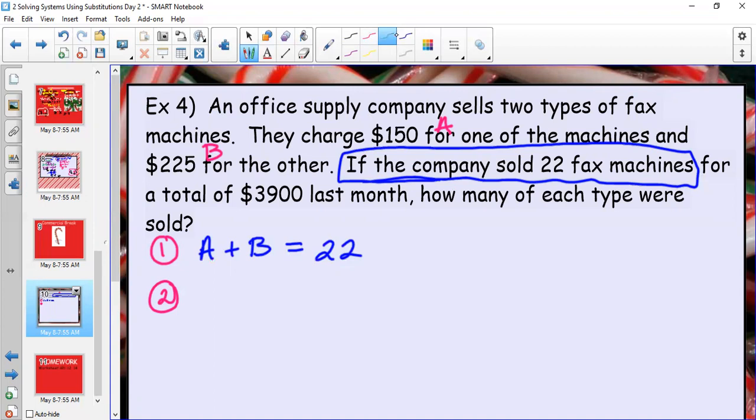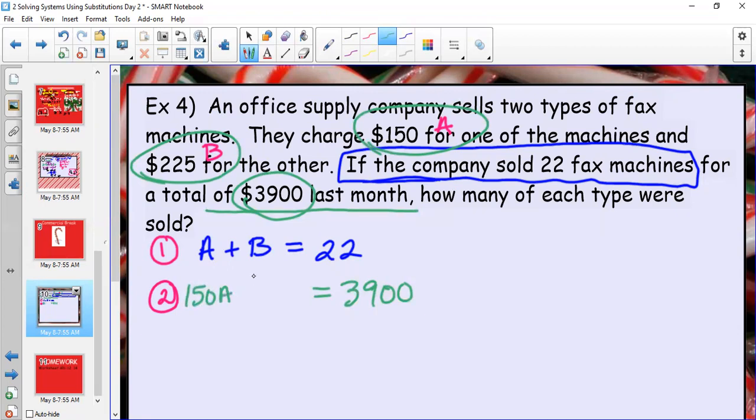All right, then the next equation. So they have 22 fax machines and they sold them for a total of $3,900 last month. Again, that's another total. 3,900 is a total. Notice this one deals with money, so guess what else we have to use? We have to use the other money amounts. This is going to look like standard form here in the end. So it is $150 for fax machine A plus $225 for all the fax machine B's, and that gives us our second total of 3,900.